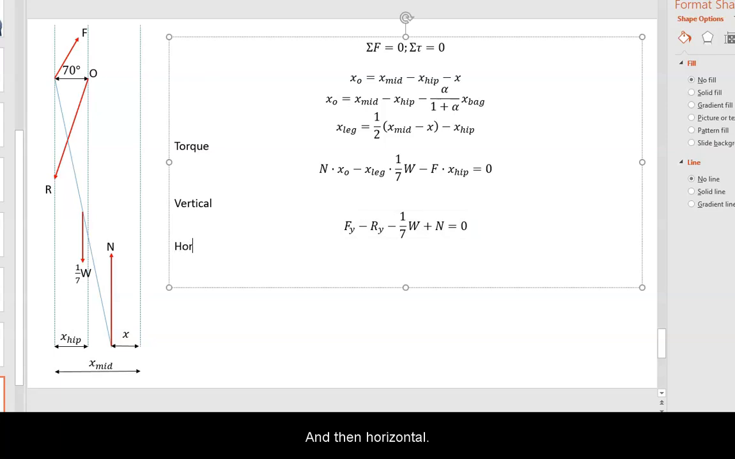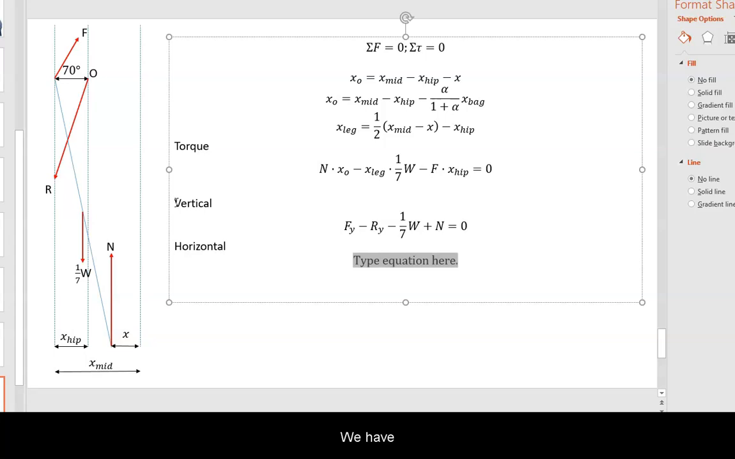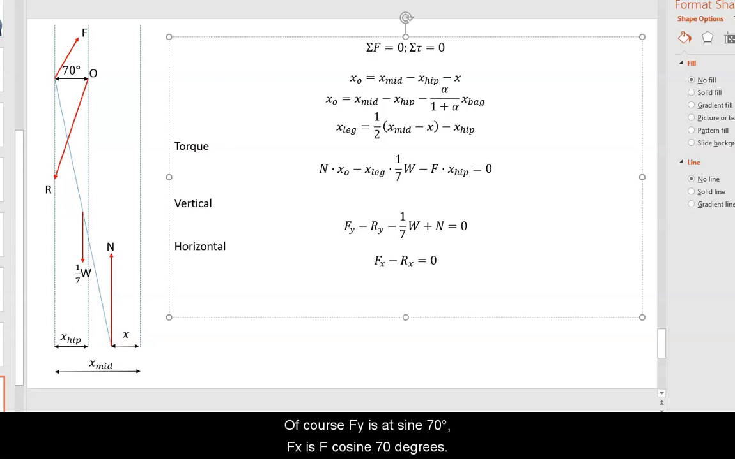And then horizontal, we have Fx minus Rx equals 0. And that's it. Of course, Fy is F sine 70 degrees, and Fx is F cosine 70 degrees. Hopefully this will get you through the second problem about the hip.